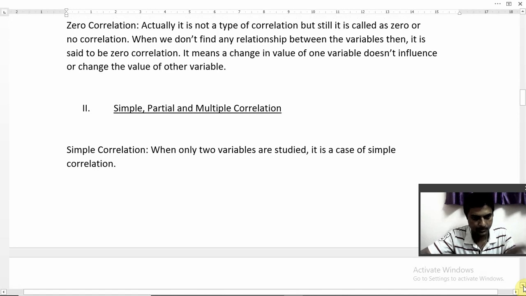The second type is simple, partial, and multiple correlation. Very, very important, and you can see many questions will come in the exam considering these three correlations. What is simple correlation? When one variable is studied, it is a case of simple correlation. It means only one variable we study.